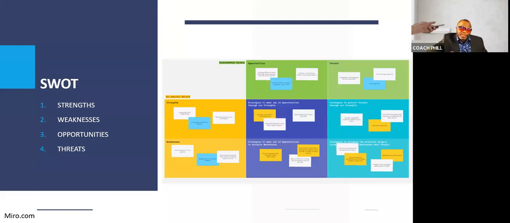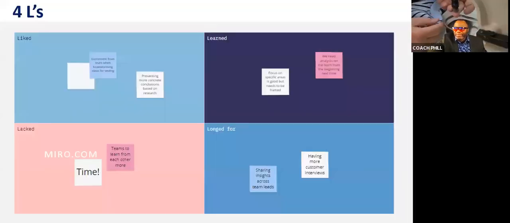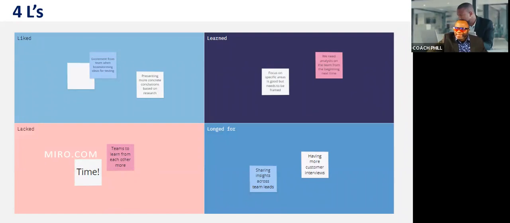SWOT analysis, your strengths, your weaknesses, your opportunities and threats, and other actions you'll carry out to combat those. These are ways you could glean data from the team. The 4 L's, liked, what was liked in the sprint. Learned, what did you learn? What did we lack? And what did you long for? Again, great examples from our friend at Miro.